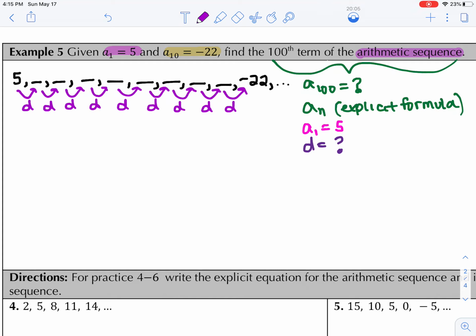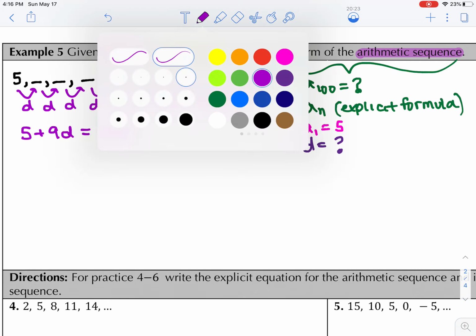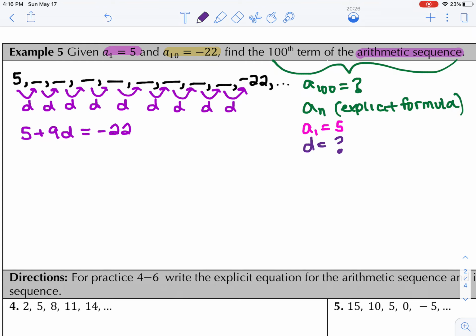So I'm going to translate everything I just said into an equation. It's going to read 5 plus 9D, right? If I add the value D 9 times to the value 5, I'm going to get negative 22. Okay, now I'm in a situation that I can solve. I have a linear equation that I can solve. We, at this point, should feel comfortable subtracting the 5 over. We find that 9D equals negative 27. Dividing 9 on both sides gives us D equals negative 3.